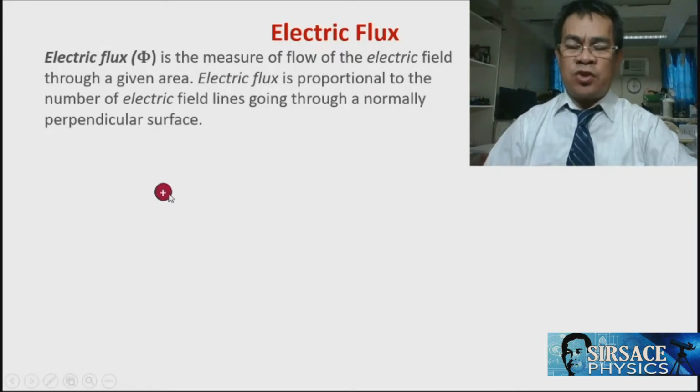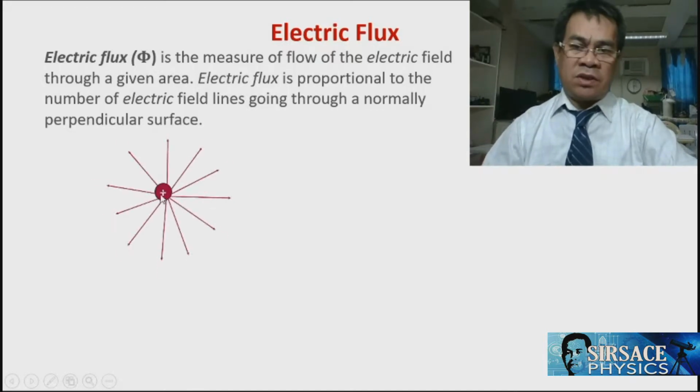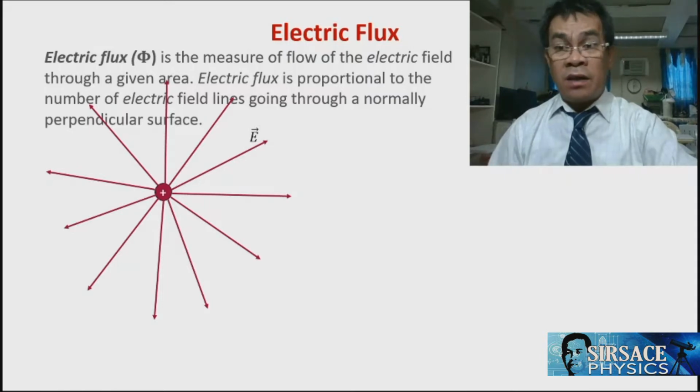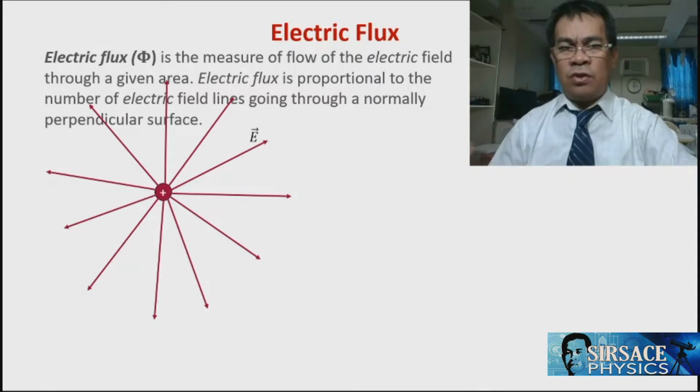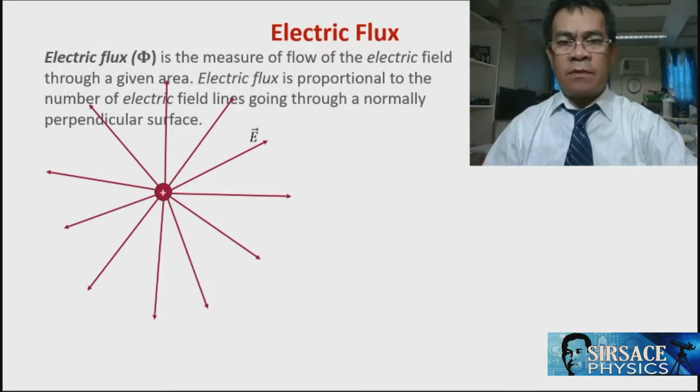If we consider a positively charged particle, take note that positive charges radiate outward into space. So the question is, do we have the electric flux? The answer is no. Why? Because flux depends on the area. It is the measure of electric field through a given area. So since there is no area, then there is no flux.